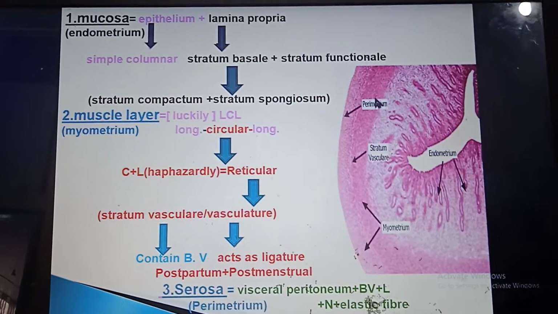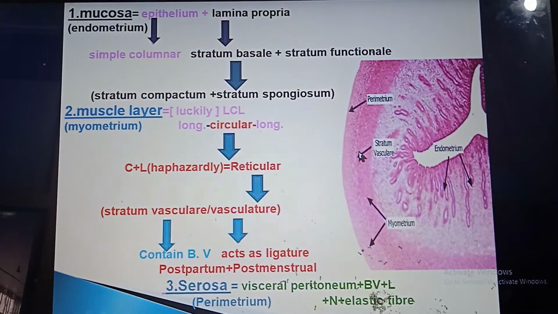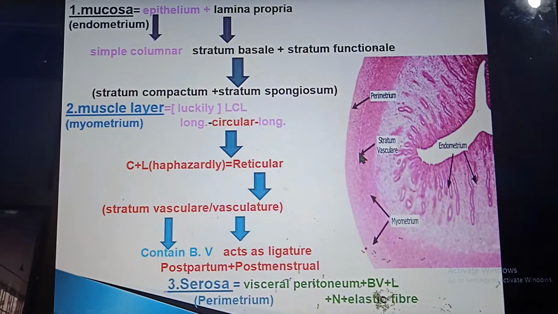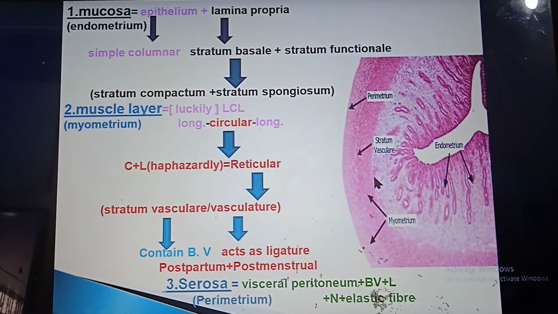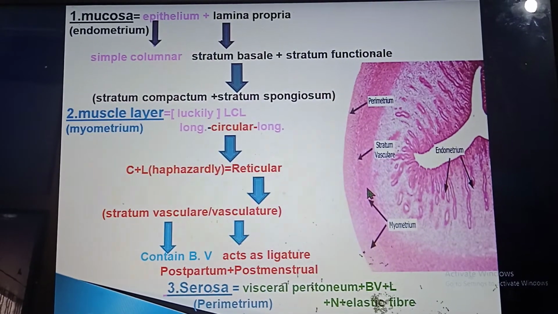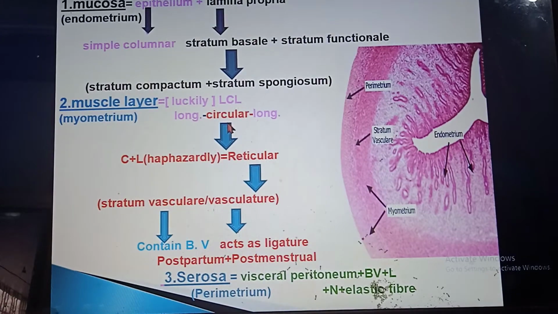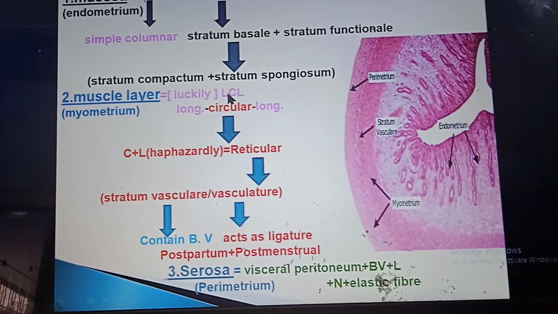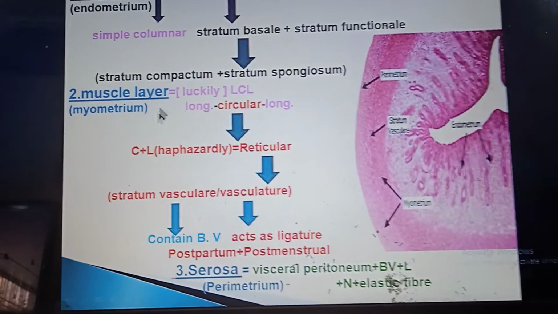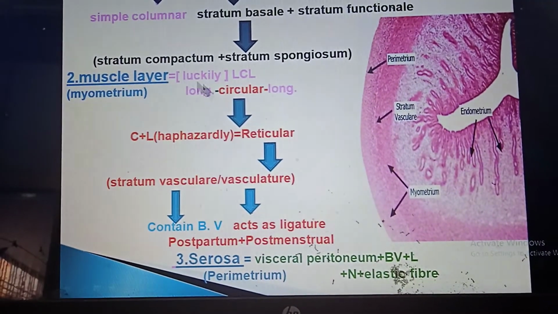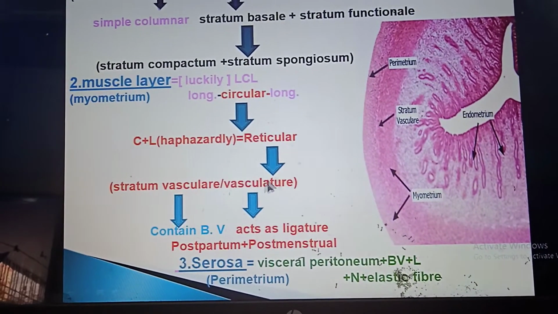Then comes myometrium, the muscle layer, which is arranged longitudinal, then circular, and then again longitudinal. Outer longitudinal, middle circular, and inner longitudinal. But the middle circular is not purely circular. Actually, it is circular plus longitudinal, in a haphazard pattern, and is known as reticular.